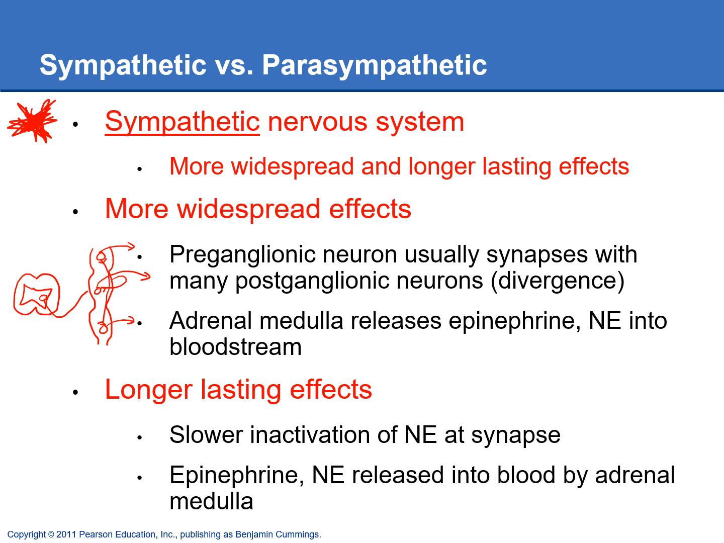And then the other reason we get widespread effects is because the sympathetic nervous system also innervates the adrenal medulla and stimulates it to release the hormones epinephrine and a little bit of norepinephrine into the bloodstream. And those hormones go all over the body. They will bind to receptors on sympathetic targets all over the place, and so that will also cause widespread effects throughout the body.